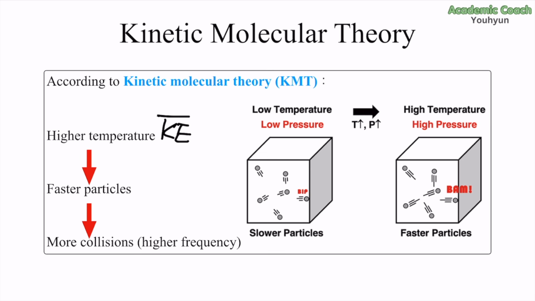And the higher frequency of collisions is why the pressure of these ideal gases is higher when the temperature is higher. So the pressure of a gas is the result of the frequency of collisions, not the result of stronger force when particles hit the wall.